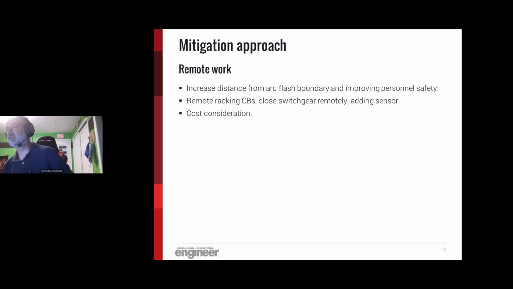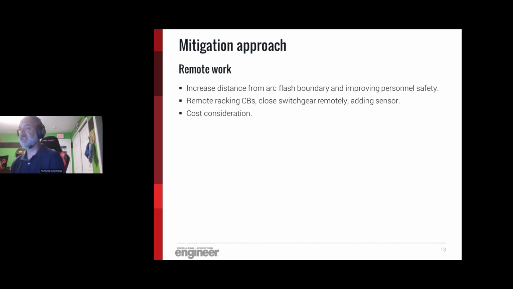So one of the approaches is really remote operation or remote work. So basically trying to increase the distance between the person working on the equipment and the fault that actually happens. So you want to look at using remote operators such as a hardwired control switch, maybe a PLC-based human machine interface or an HMI screen. You can look at SCADA systems. This all really allows the worker to be completely outside of the room or outside the arc flash boundary when that breaker or switch is operated.